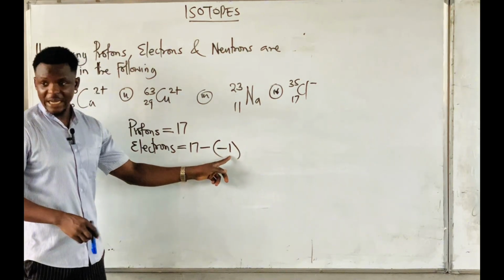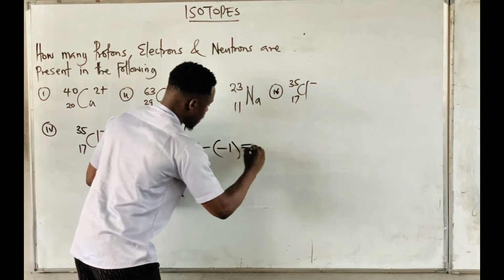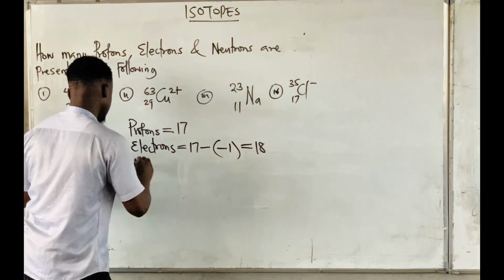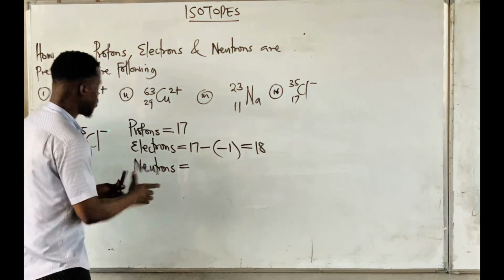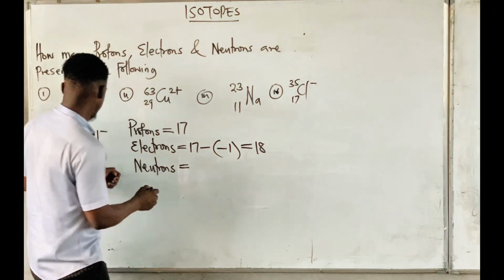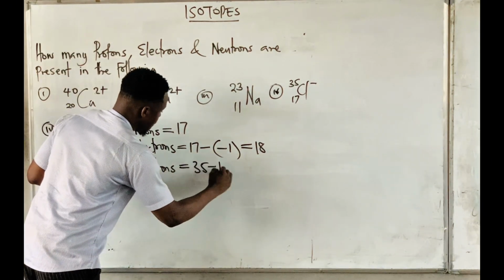Minus minus is plus, right? 17 plus 1 is what? 18. Now the neutron is mass number minus proton, right? So the mass number here is 35.